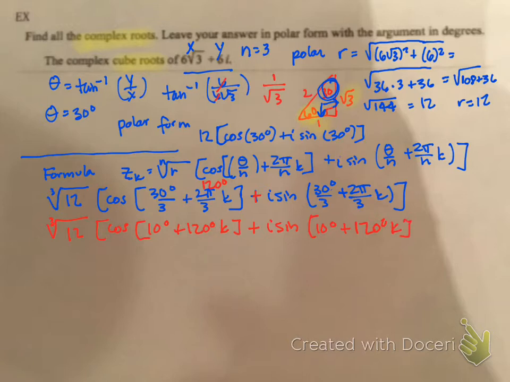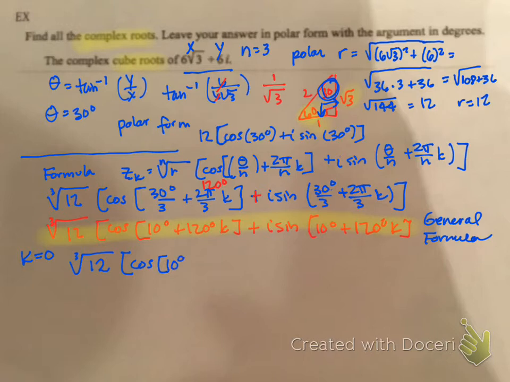Alright, so same business as before. This is the general formula. Now we're going to use it to actually find the k's. So once again, start at k equals 0. So if I plug in k equals 0, I get the cube root of 12 cosine of 10 degrees. Now 120 times 0 zeroes out, plus i sine of 10 degrees. Because once again, 120 times k zeroes out. Okay, so that's my answer number 1.